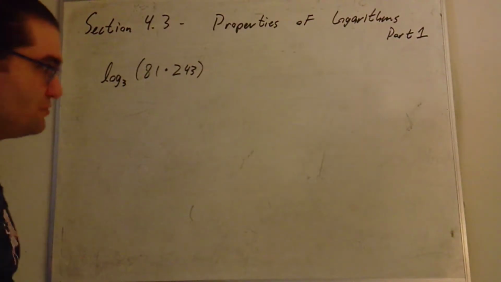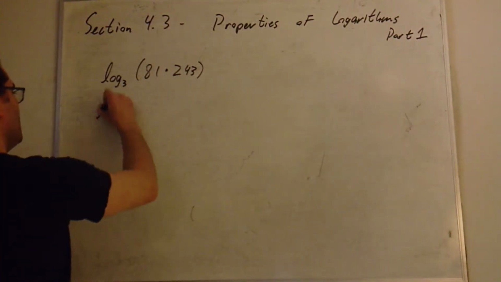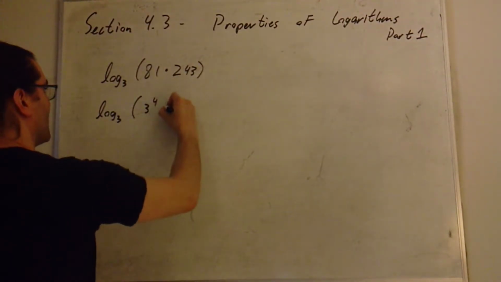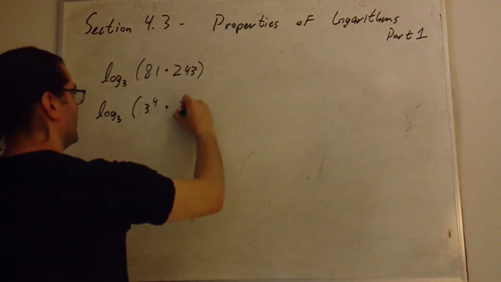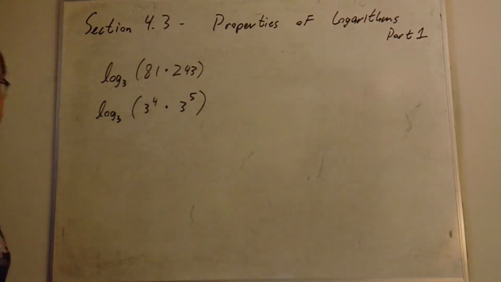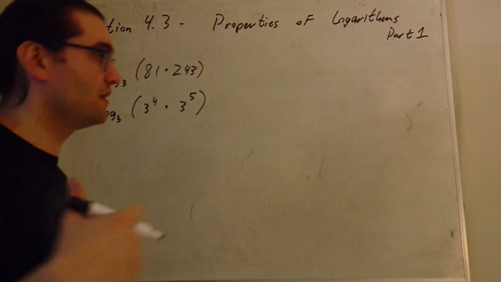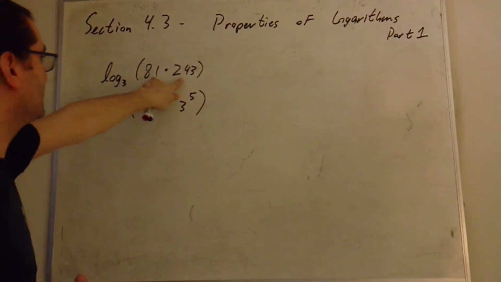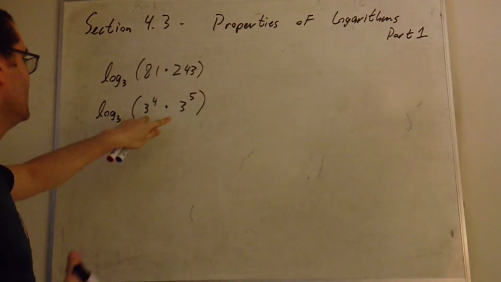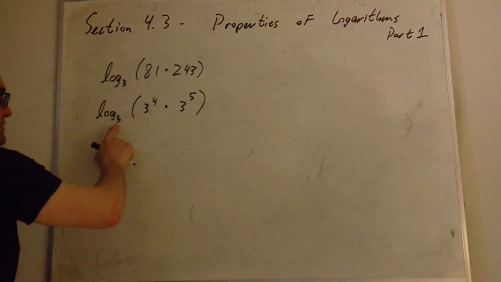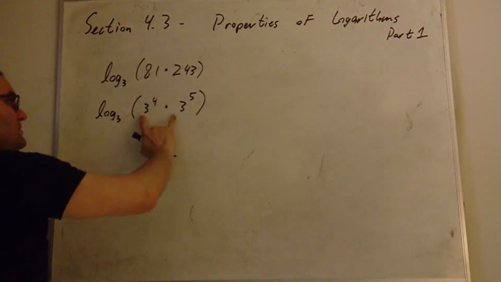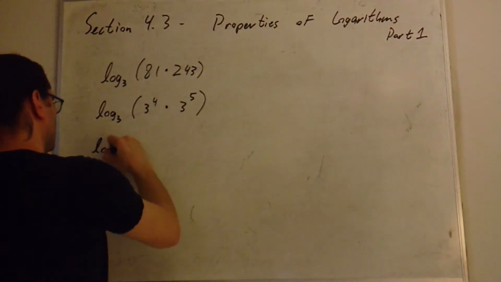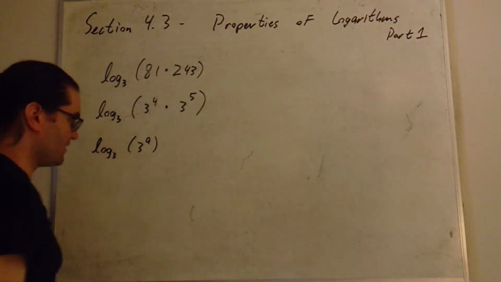Here's what I do know about these numbers. I know that 81 is 3 to the 4th, and I knew that 243 is 3 to the 5th. So, my first step when doing a problem like this is to rewrite these numbers as powers of this base. Once I have it looking like this, I can use those properties of exponents we just talked about. I can change this into the log base 3 of 3 to the 9th.